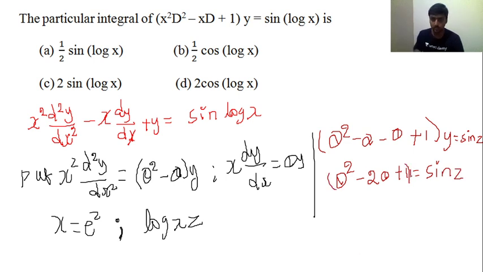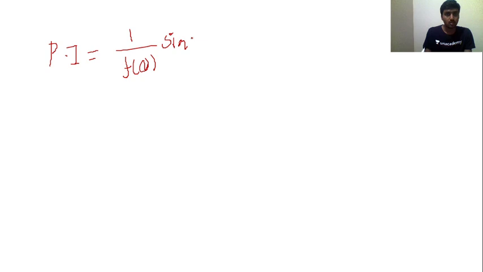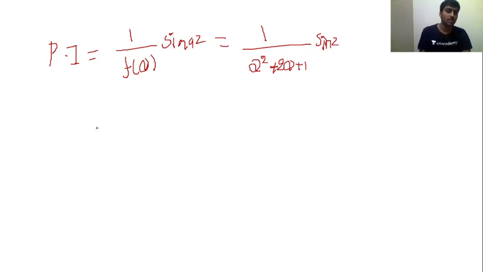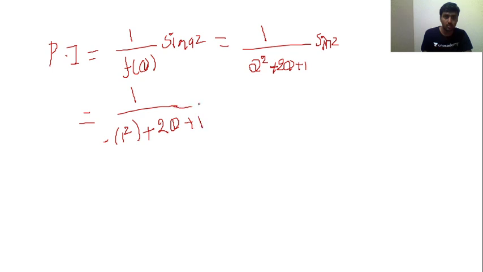Now we are going to make the substitutions as per our discussion. The particular integral of the given equation is equal to 1 divided by f of theta into sin az format, that is 1 divided by theta square plus 2 theta plus 1 into sin z. Now we replace theta square by minus of 1 square, so 1 divided by minus 1 plus 2 theta plus 1 into sin z. Minus 1 plus 1 cancel, so 1 divided by 2 theta into sin z.